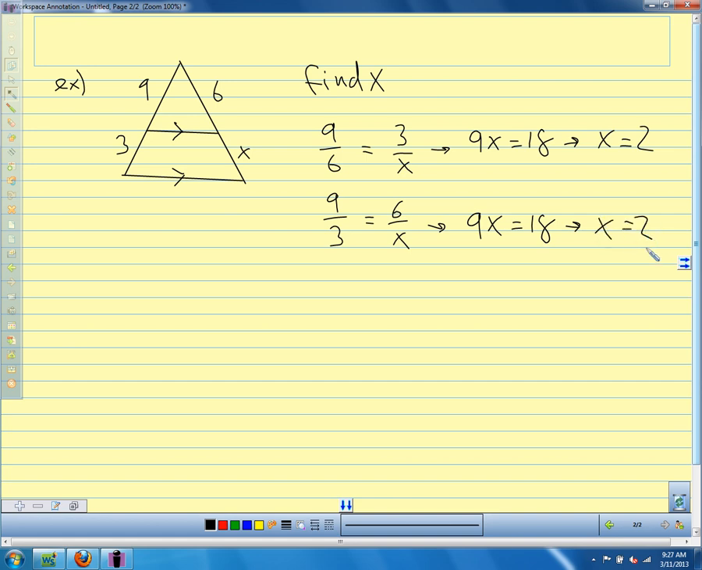So we set it up right, no matter how we set up the proportions, as long as we set them up the right way, we should get the same answer. So these are two different ways we can set this one up. Any questions on that example? All right, let's look at one that's a little trickier.